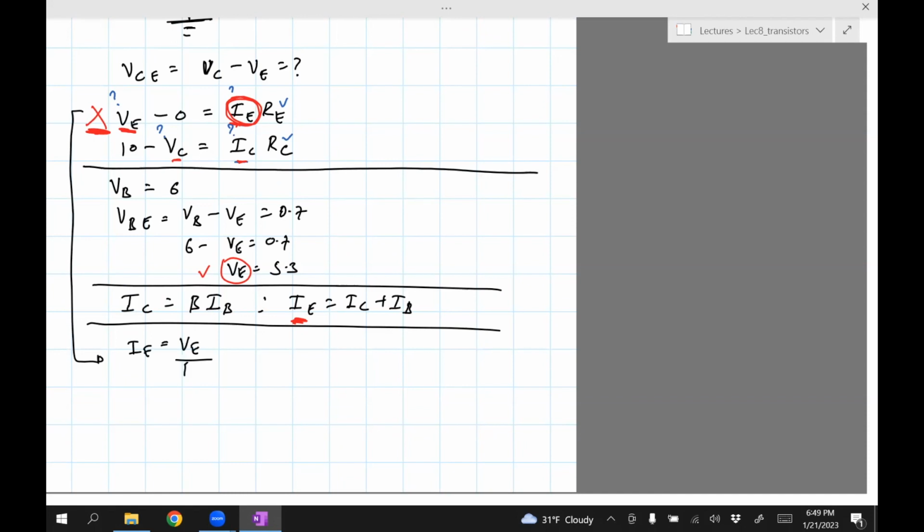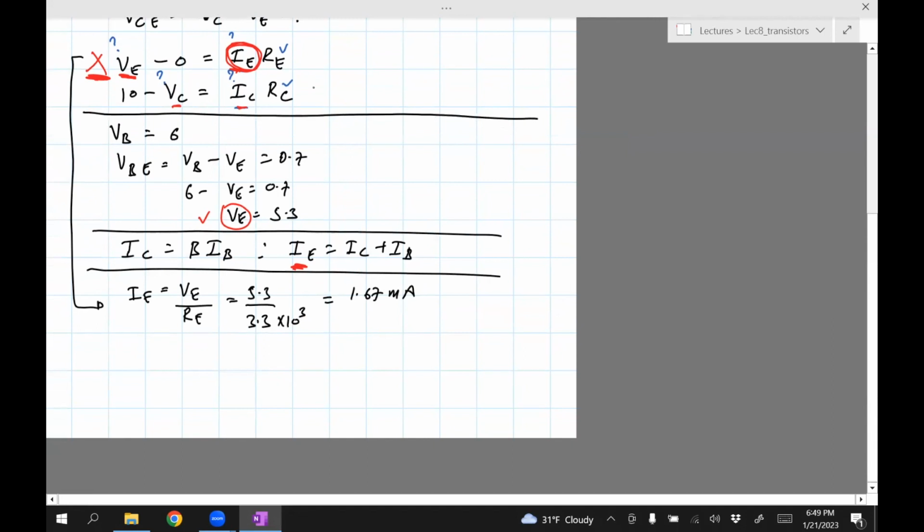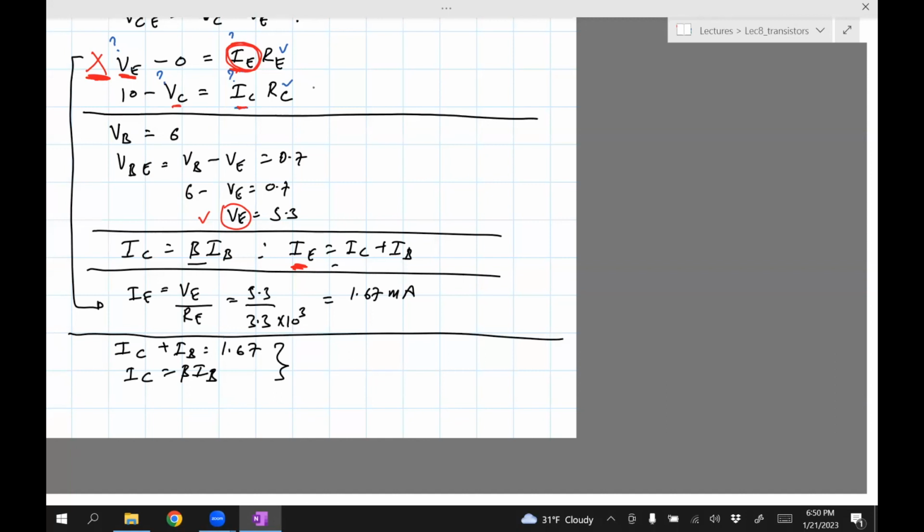It will be VE divided by RE. VE is 5.3. RE is 3.3 times 10 raised to 3. So the IE comes out to be 1.67 milliamps. Okay. From these two, IC plus IB equals 1.67 and IC equals beta IB. From here, what I could do is substitute this beta IB in this equation and solve for IC, and then I can get IB.